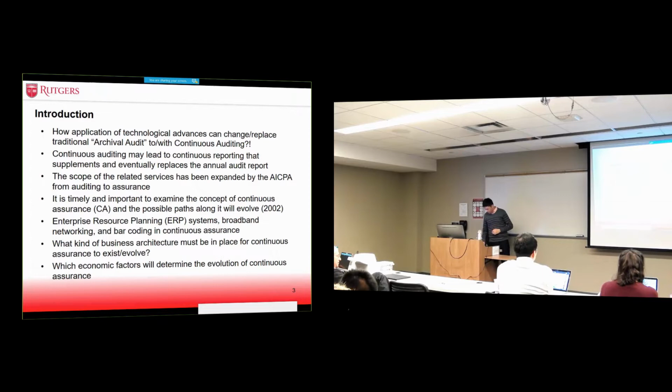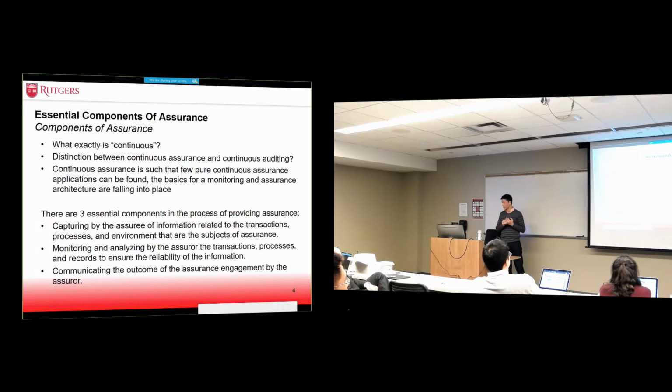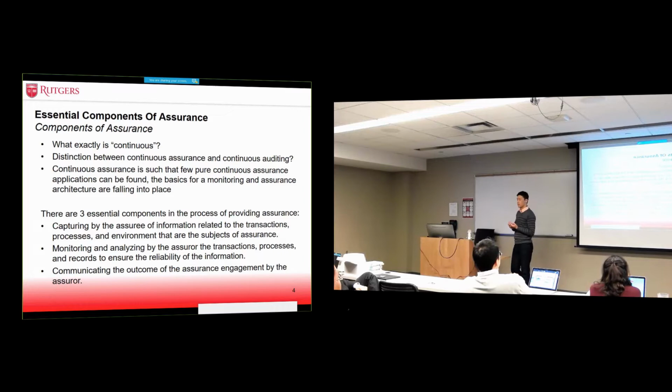To start with, the paper puts it as crucial to find the exact meaning of what's continuous. Is it every month, weekly or daily? And what's the distinction between continuous assurance and continuous auditing? The authors argue that continuous auditing is only a subset of continuous assurance, and assurance is, by their definition, whatever means can increase the quality of information and the confidence in it.